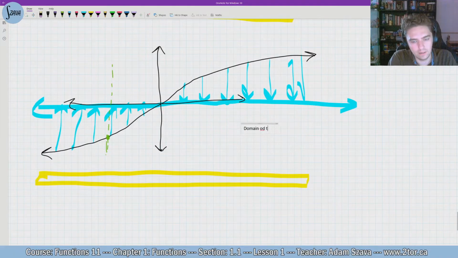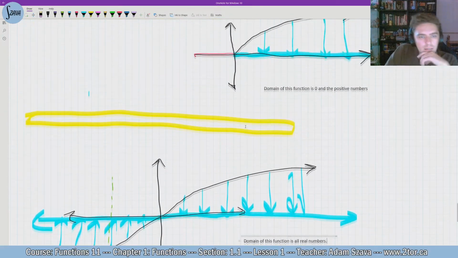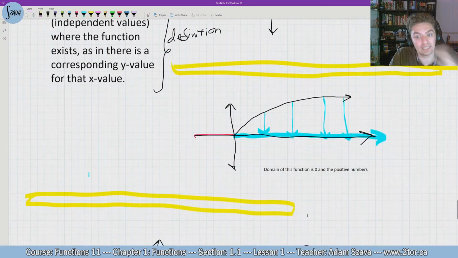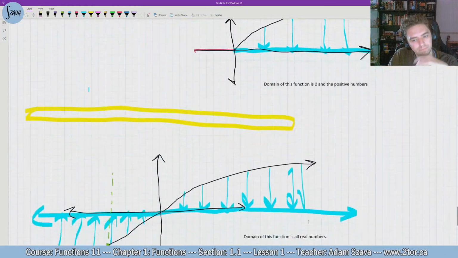Domain of this function is all real numbers. Okay. But first of all, that's not a set. The issue here is that that's not a set. I didn't write that as a set yet, right? So let's write it as a set. How would I write this as a set?